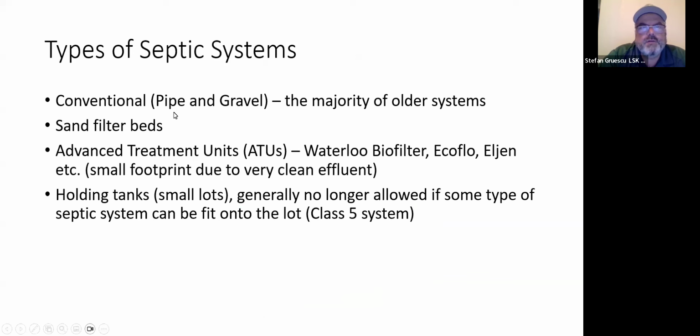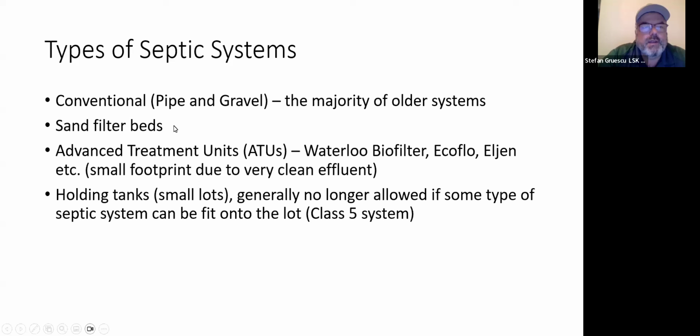We have a few different types of systems. It's good to know what's out there, what's available. We've already talked about the conventional system. You may also hear it called pipe and gravel. It is the majority of older systems. It's still used today, but the main issue with these systems is they take up quite a bit of room. With lots getting smaller in rural areas, sometimes these systems just don't fit. So there are other units available.